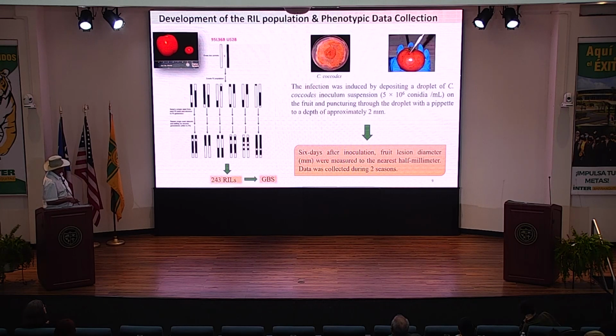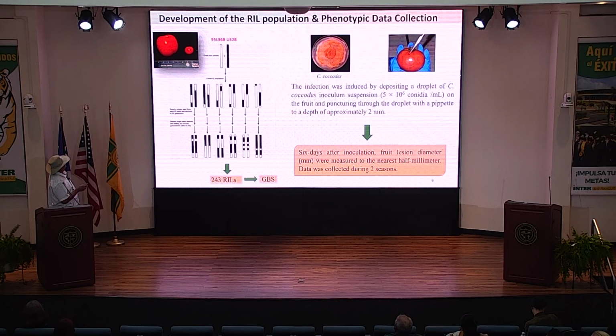Okay, so all these 243 RILs, we can screen with Colletotrichum inoculum. This is Colletotrichum coccodes, which is very important for tomatoes and peppers. This suspension has a certain number of conidia per milliliter that we can count, and then we can pipette it out and insert the pipette to 2 millimeter depth and inoculate this disease. After 6 days of inoculation, the fruit lesion starts. So this lesion can be measured, and this data is collected for 2 seasons. For all these RILs, we need to inoculate systematically for 2 seasons, and then we collected the lesion size data. So the black is totally resistant and white is totally susceptible, that is the cultivar.